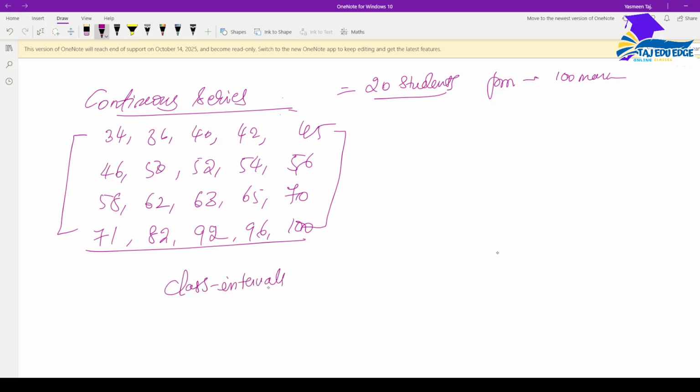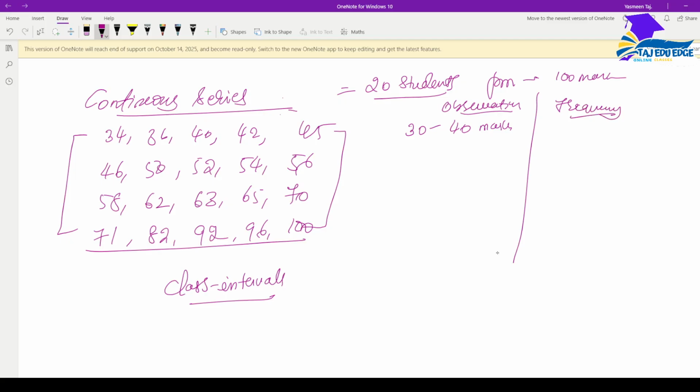Okay, we can make it very easy by putting it in classes. How? Let's say I put 30 to 40 marks students, this is observation or classes, with an interval of, this is frequency.